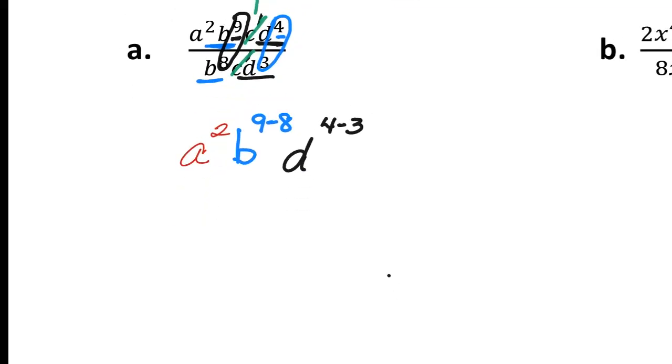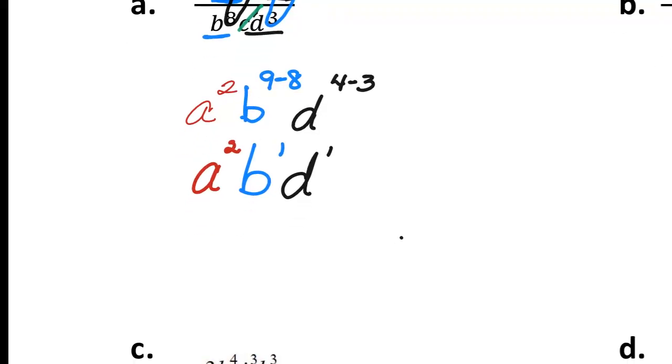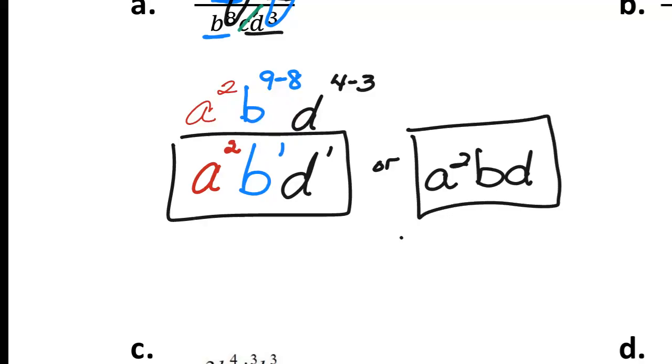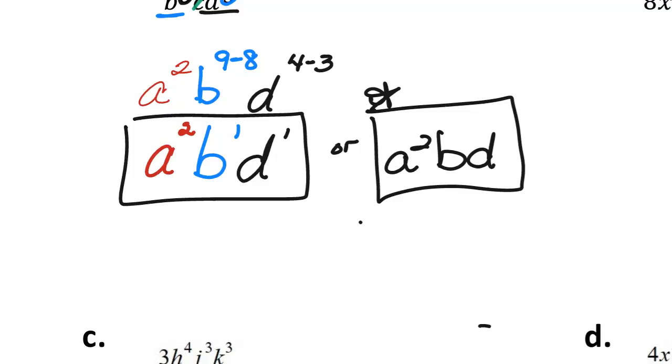So if I were to simplify this, this would be a squared b to the first d to the first. But do I really need that first as the exponent? No. If you write it like this, I will take that. Or if you write it as a squared times b times d, I will take that also. This is probably better because it is more simplified. But hey, you're just learning this, okay? So I will take either one of those. Any question on that?